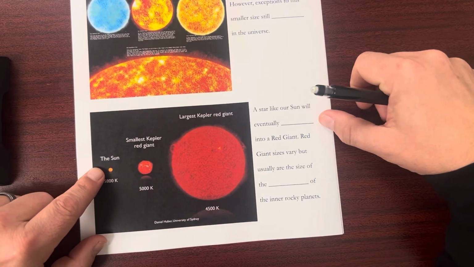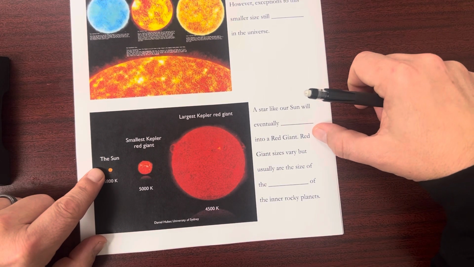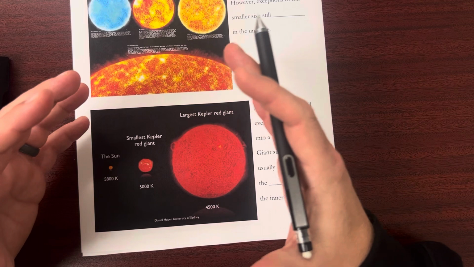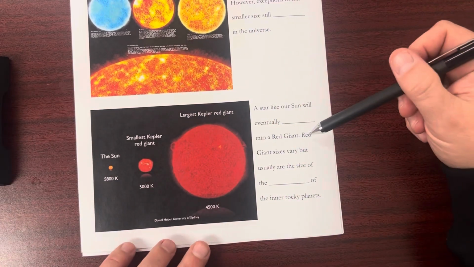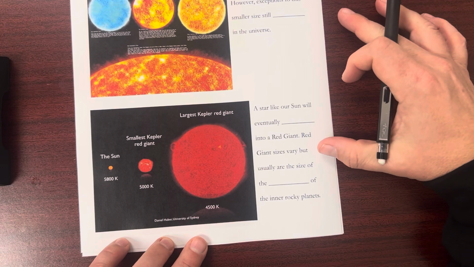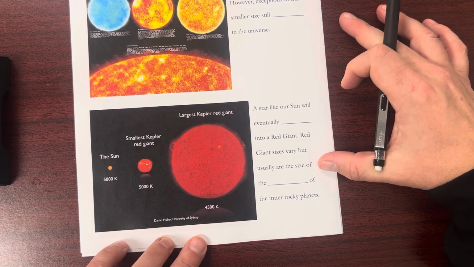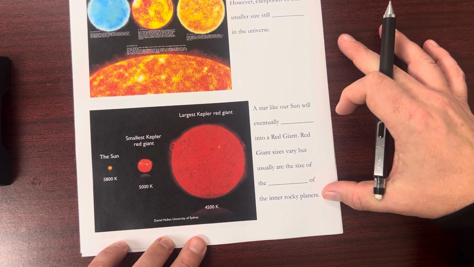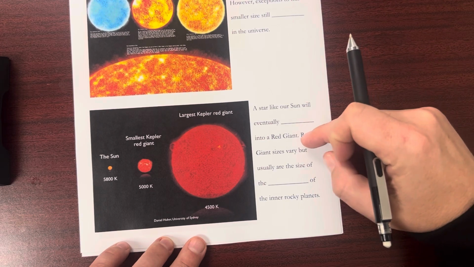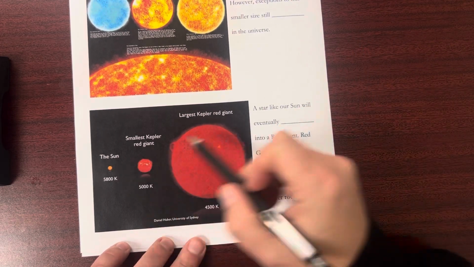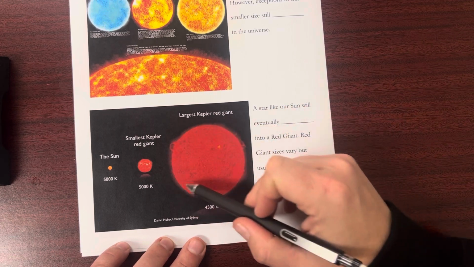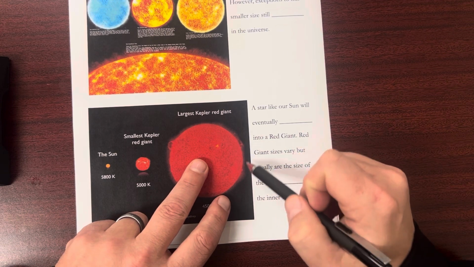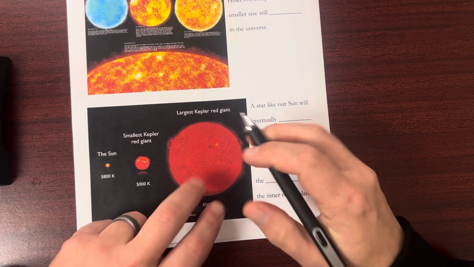A star like our sun will eventually expand into a red giant. So stars like our sun, over time, are going to slowly get bigger and bigger. We'll talk about why. Red giant sizes vary, but usually are the size of the inner rocky planets. So if you can imagine our sun being here and this red giant extending out past what would be the orbit of Mercury or even to Venus. So they get bigger and bigger.